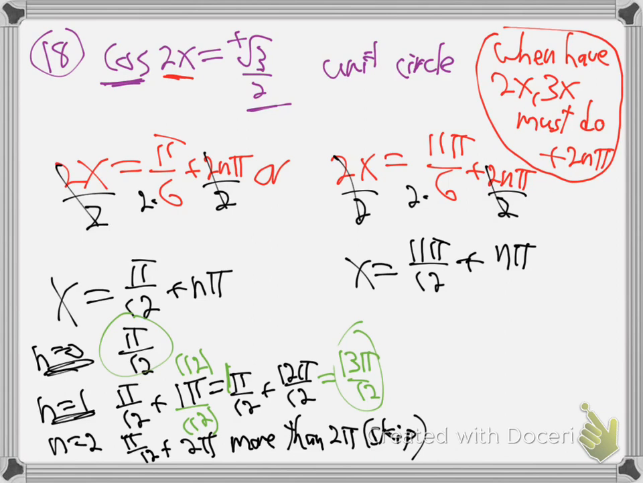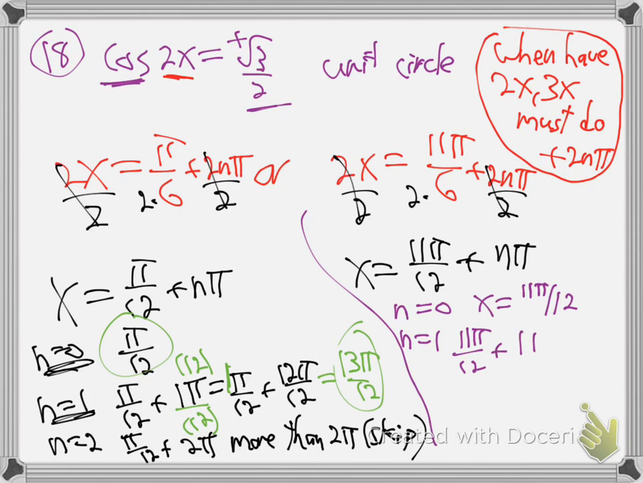Let's get the other two. Same thing over here. Let n equal 0. Let me separate these. N equals 0, then you get x equals 11 pi over 12. If n equals 1, you get 11 pi over 12 plus 1 pi. And you know what to do. Put it over 1 so it looks like a fraction. Multiply top and bottom by 12. Again, that's how we add fractions. We make the denominators the same, right? So it's going to be 11 pi plus 12 pi, which is 23 pi over 12.